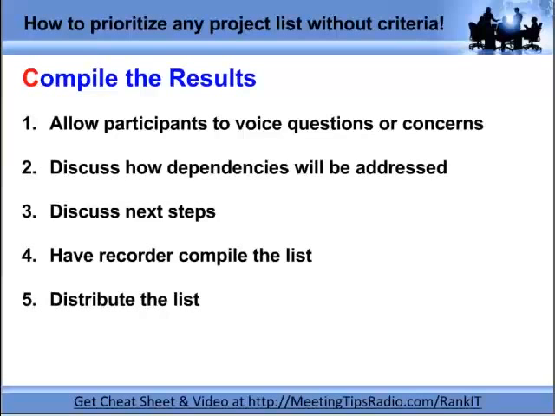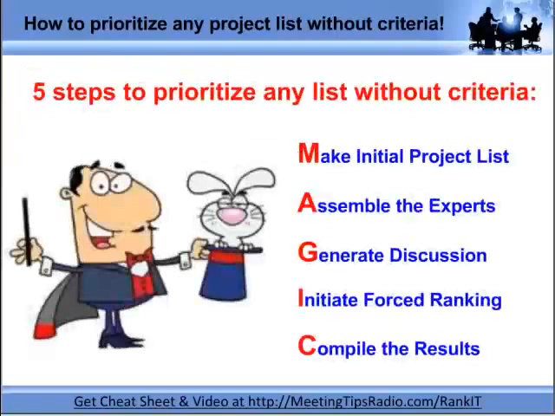That's right. Now, we're not talking about a full process all the way from call for projects through resource allocation or project delivery. We are just talking about you've got this list and you can't get it prioritized. This is one tool or one technique that you can use to do that. So again, we make a list, assemble the experts, generate discussion, initiate force ranking, and compile the results. That's the 5-step process. We've done it many times with many teams.